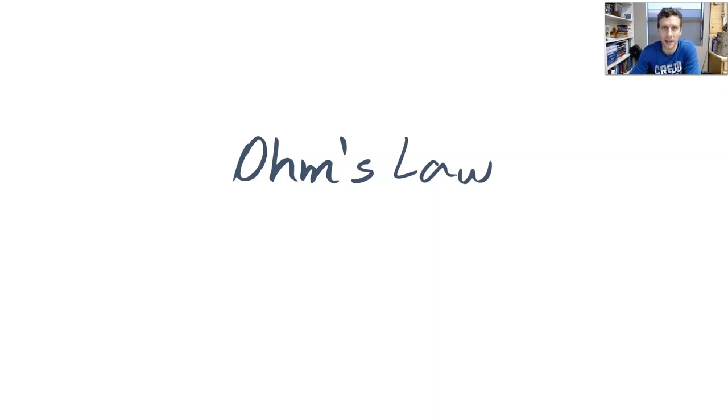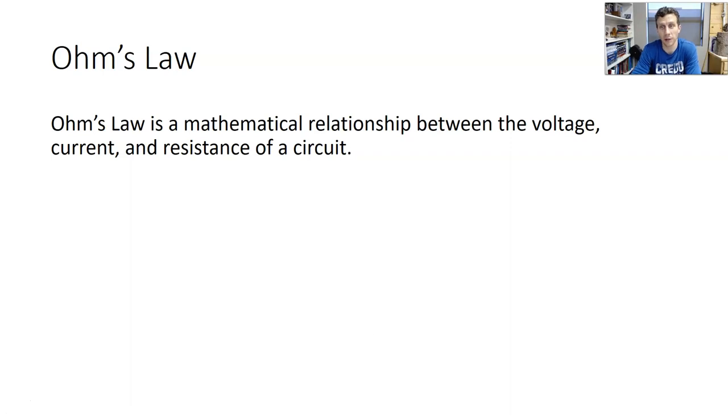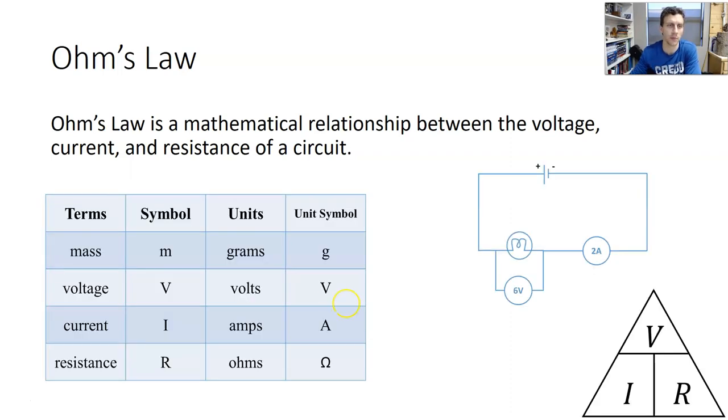Hello, this is a review of some of the things we've done in Unit 4. And the first thing is called Ohm's Law. Ohm's Law is a mathematical relationship in a circuit between the voltage, current, and resistance of different components in that circuit. Maybe the voltage across a light bulb, or the current going through a resistor. Okay? And so a couple things to know before we get into Ohm's Law.